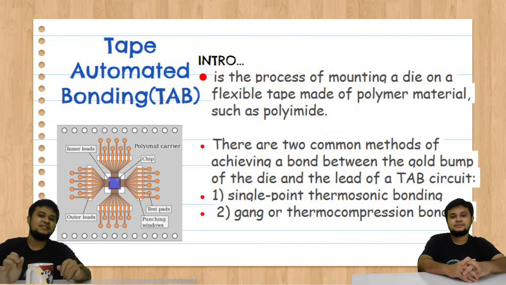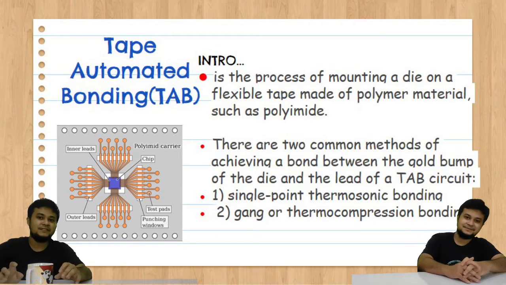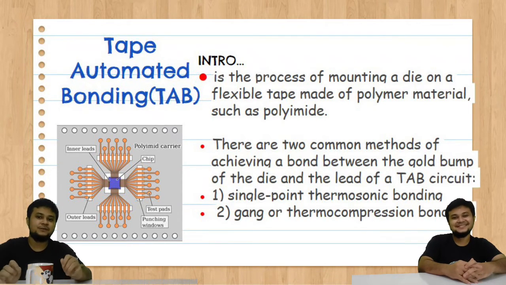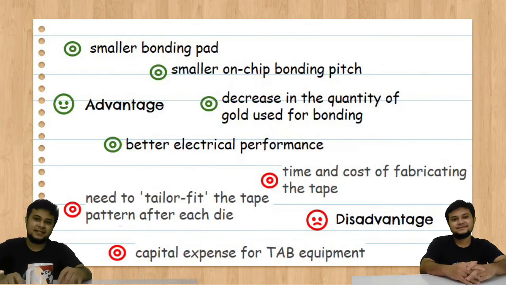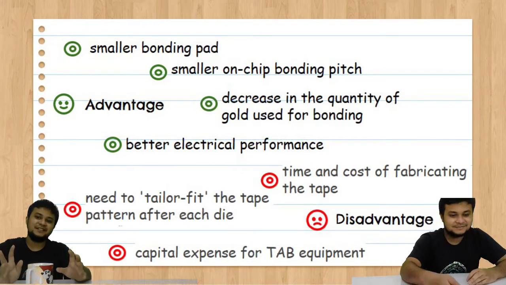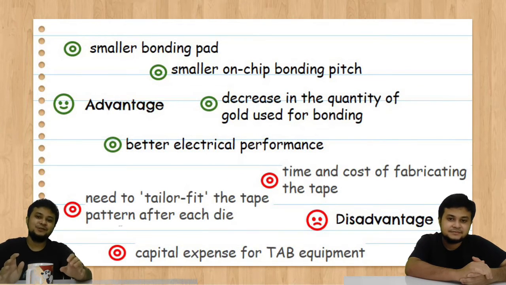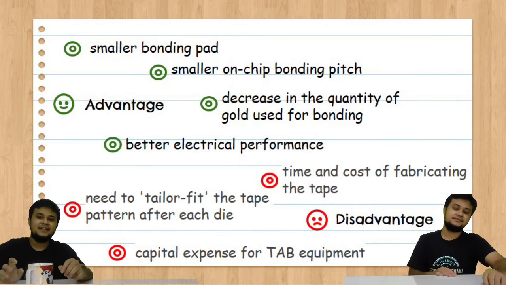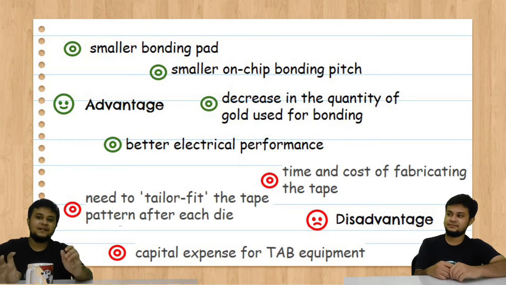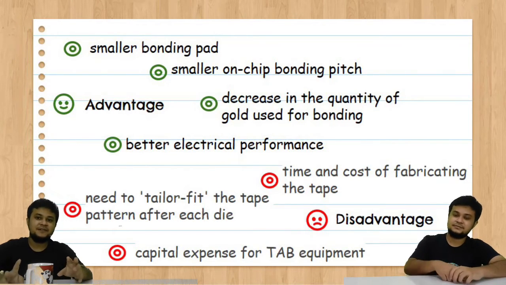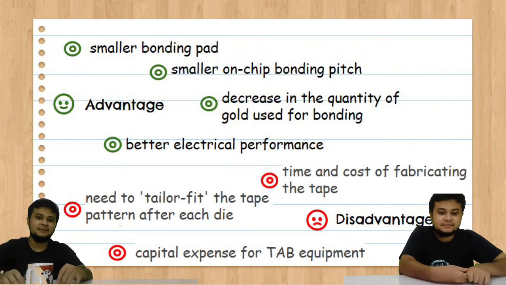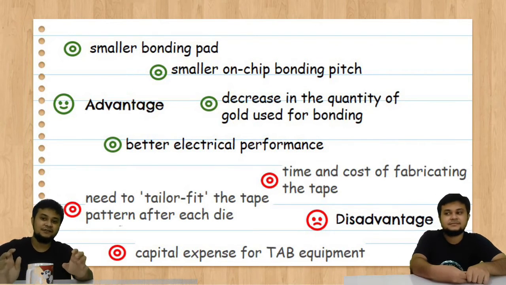Okay, number 4 is tape automatic bonding, TAB. This is mounting a die on flexible tape, which has two methods: single point thermosonic bonding and gang or thermocompression bonding. Tape automatic bonding offers the following advantages. First, it allows the use of smaller bond pads and fine bonding pitch. Second, it allows the use of bond pads all over the die, not just on the die periphery, and therefore increases the possible interconnection count of a given die size.